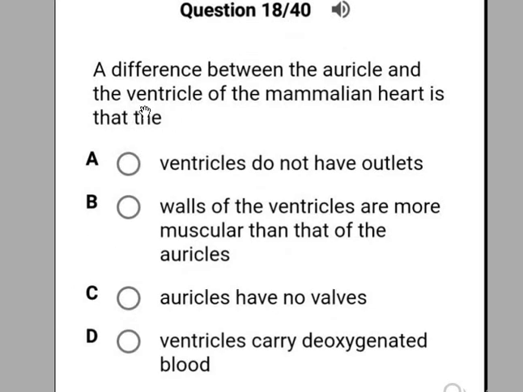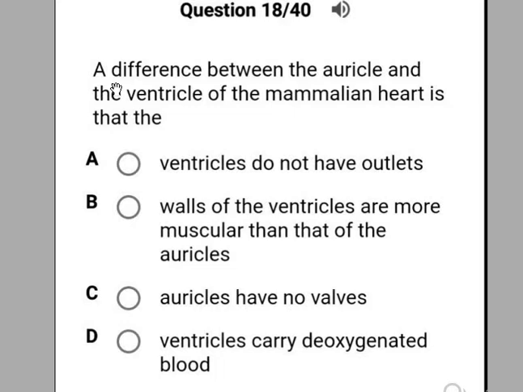The question is: a difference between the auricles and the ventricles of a mammalian heart is that A, ventricles do not have outlets; B, walls of the ventricles are more muscular than those of the auricles; C, auricles have no valves; D, ventricles carry the oxygenated blood. So you have to study this carefully and choose wisely.